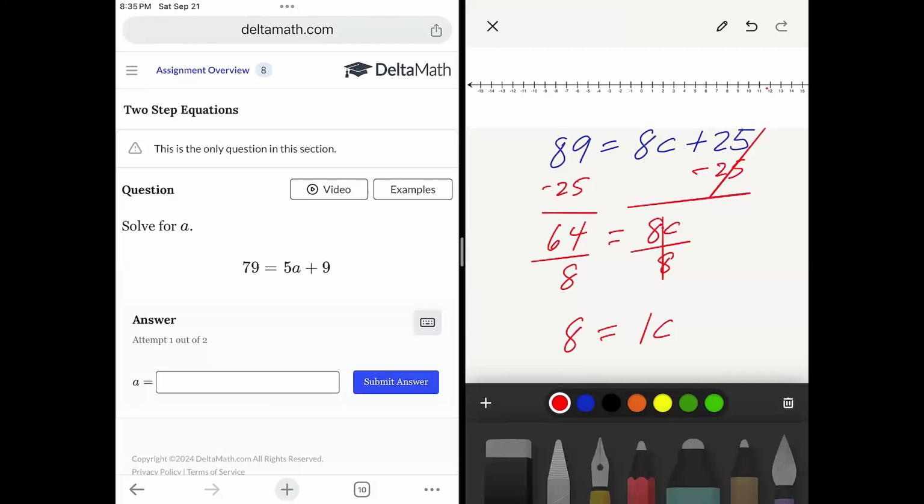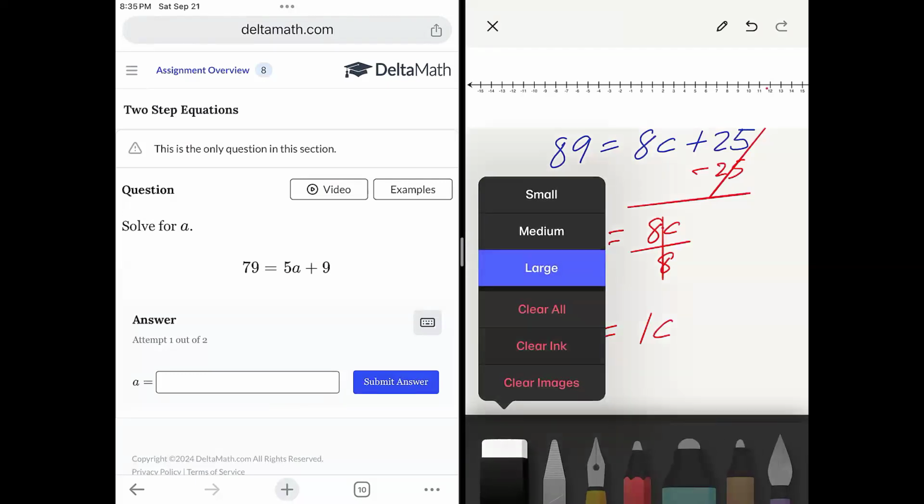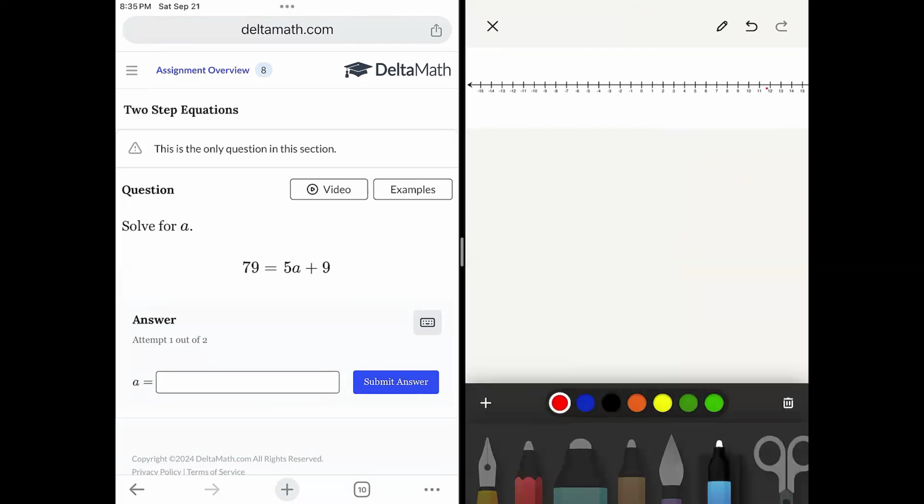Let me clear the pad while I'm doing this. Let's rewrite this. So this is 79 equals 5A plus 9. Again, I want to get the variable A by itself. Since there's a 9 on this side, I'm going to move that plus 9 to the other side, again with the inverse operation. So I'm going to subtract 9, and I also have to subtract 9 over here. On the left-hand side of the equation is 79 minus 9, which is 70, equals. Then these 9s are going to cancel out, and I'm going to be left with 5A.